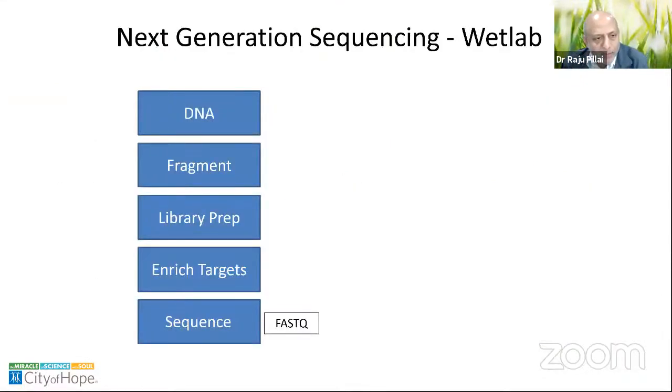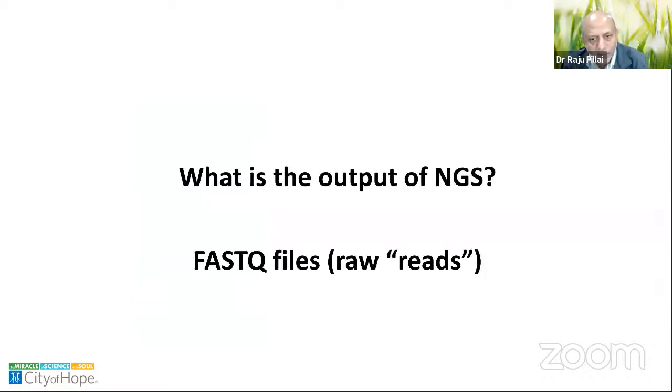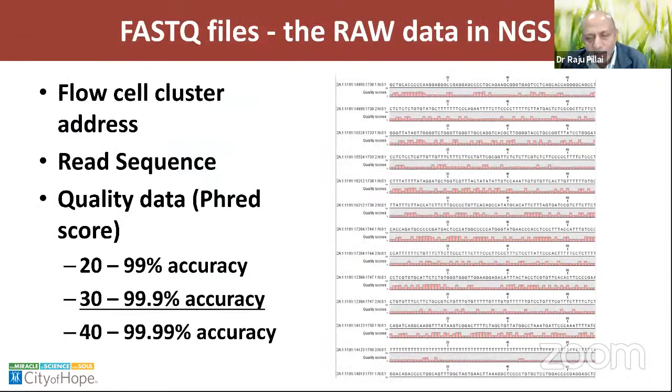So if you look at the steps, you have DNA, you fragment it, you make a library prep, which is basically fragmenting it and then adding some adapters to it. Then you enrich the targets, and then you sequence, and you get what is called a FASTQ file. Now, what is a FASTQ? The output of NGS is FASTQ files, and a FASTQ file is basically a text file with hundreds of thousands, sometimes millions of lines. And what do these lines show?